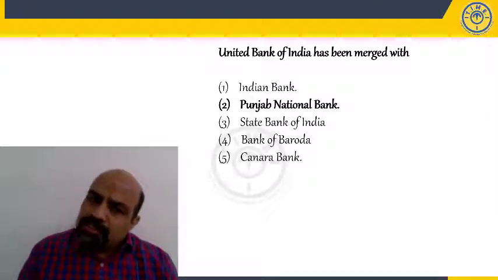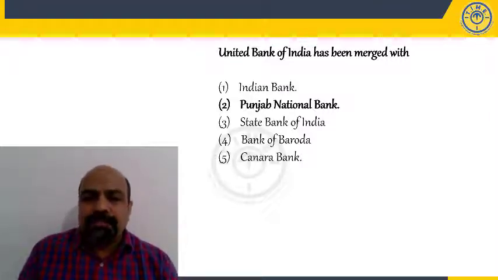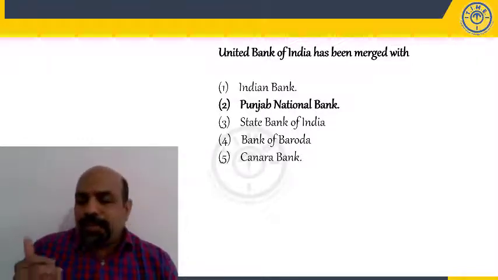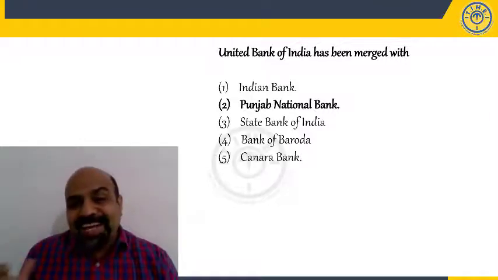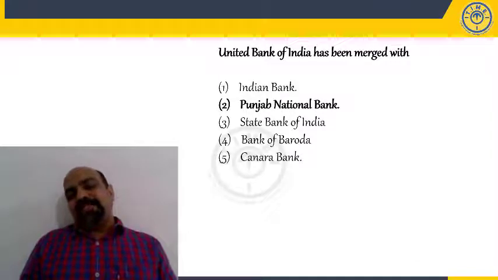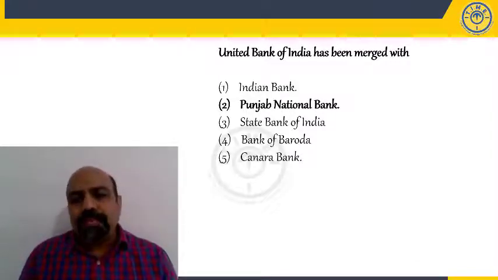Indian Bank is Allahabad Bank. Punjab National Bank, OBC and UBI. Okay? Bank of Baroda, Dena and Vijaya. Canara Bank is Syndicate Bank. I almost forgot it. So the last one, Andhra Bank and Corporation Bank merged with Union Bank of India.